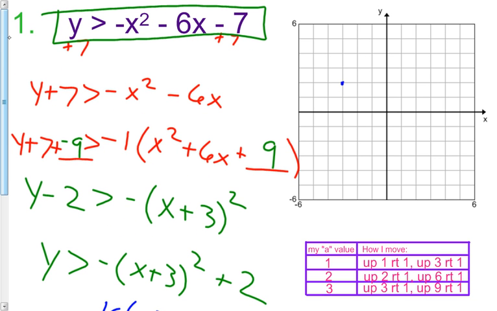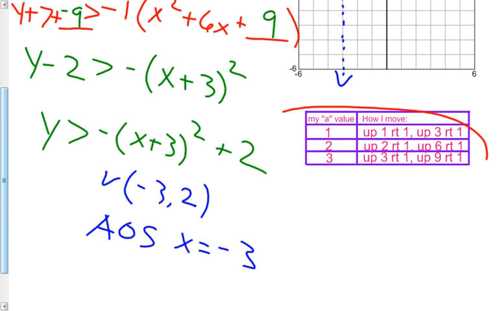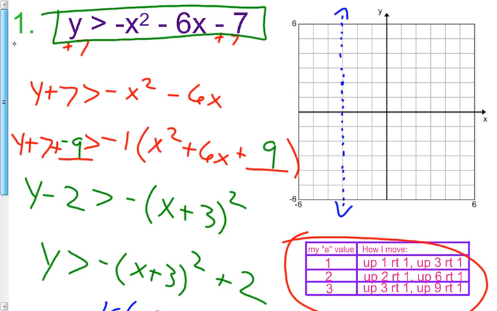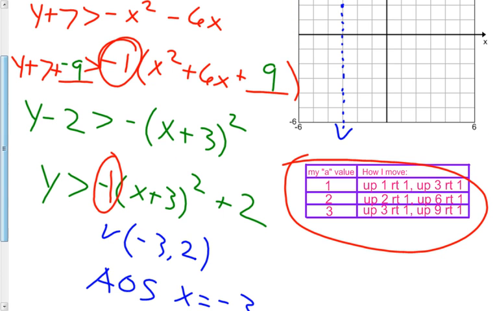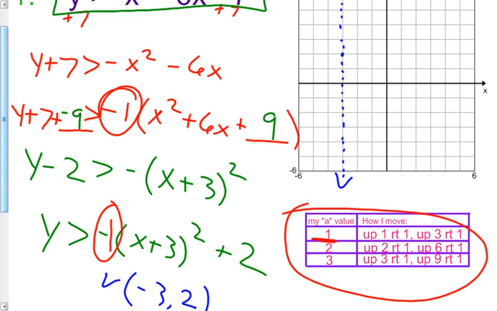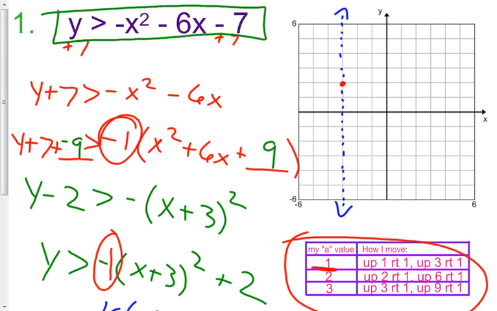So I'll draw that in. There's my axis of symmetry. And then what I also need is 4 other points: 2 points to the right of the axis of symmetry and 2 points to the left. Now, for the 2 points to the right, I'm going to use these patterns for a. Because my a value is negative 1, instead of going up 1, right 1, I'm going to go down 1, right 1. So from my vertex, which was right here, down 1, right 1.